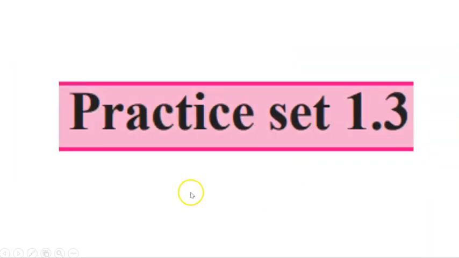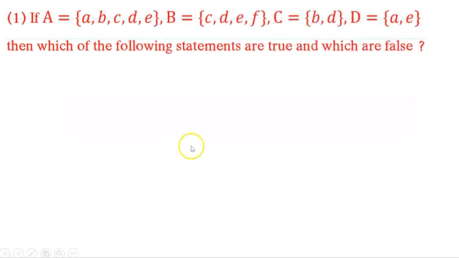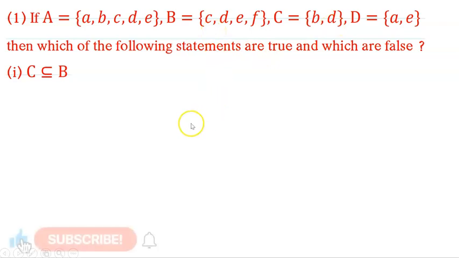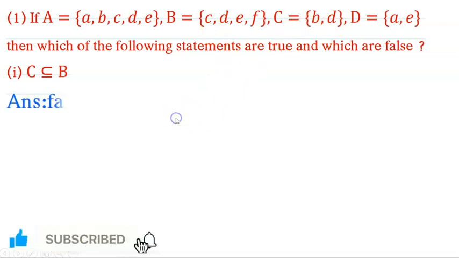practice set 1.3. Now the first example, if A is equal to {a, b, c, d, e}, B is equal to {c, d, e, f}, C is equal to {b, d}, D is equal to {a, e}, then which of the following statements are true and which are false? The first example, C is a subset of B. C हा B चा subset आहे का? No. Okay, C is not a subset of B.